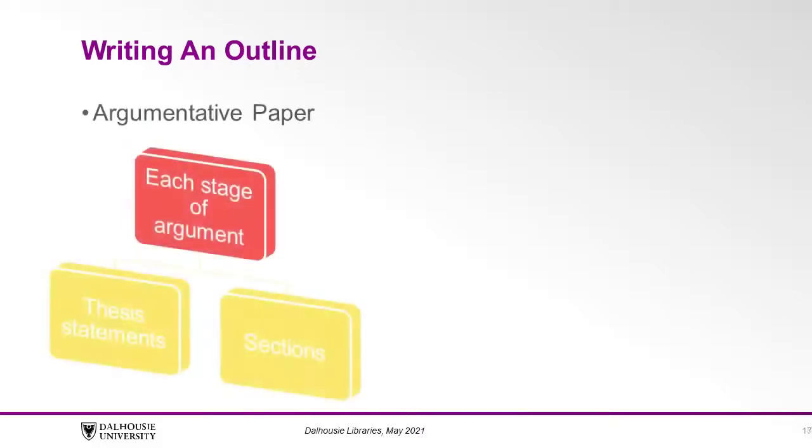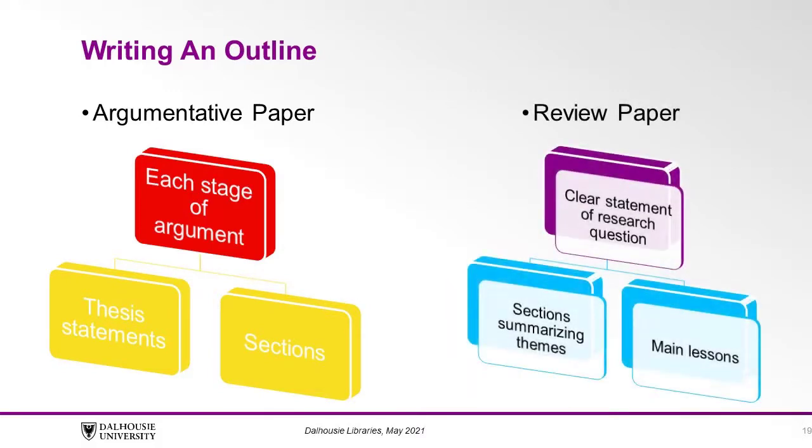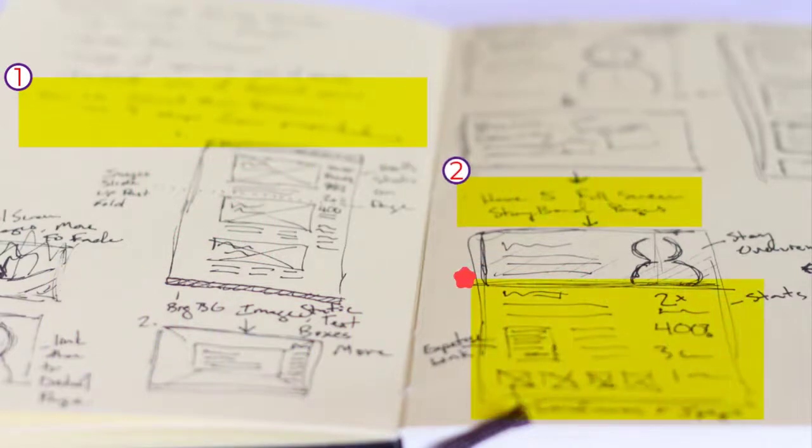One way of getting started is to create an outline. If you are writing an argumentative paper, you will need thesis statements and sections for each stage of your argument. If you are writing a review paper, you will need a clear statement of your research question, as well as sections summarizing the main themes present in the literature, as well as the main lessons you wish to draw. Use your research notes to fill in the sections of your outline. This will produce your first draft.